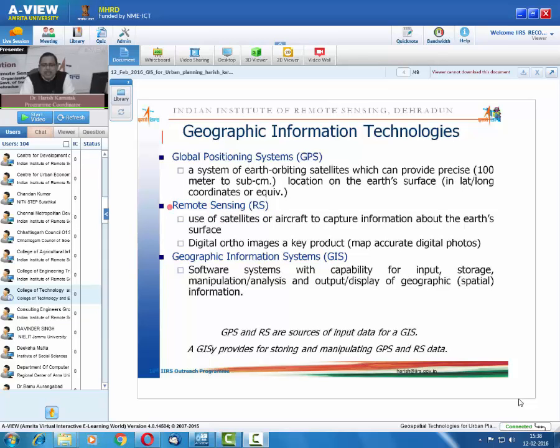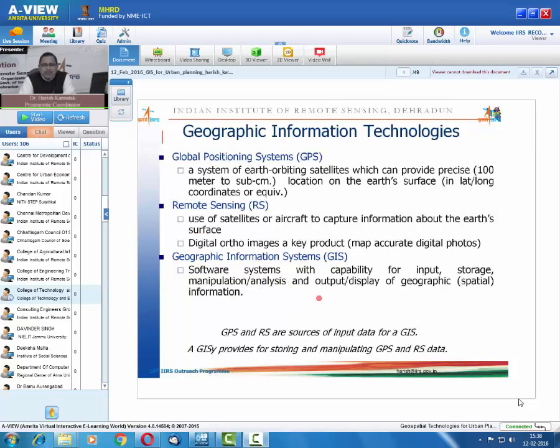Remote sensing is one of the most important inputs for your GIS. Most of the time we use satellites or aircraft to capture information about the Earth's surface, and digital ortho images are a key product, which is basically a map or a digital photo, as we can see here. So remote sensing gives an important input for geographic information technology in the form of satellite imagery or sometimes in the form of a map also.